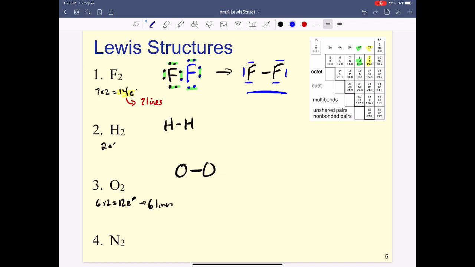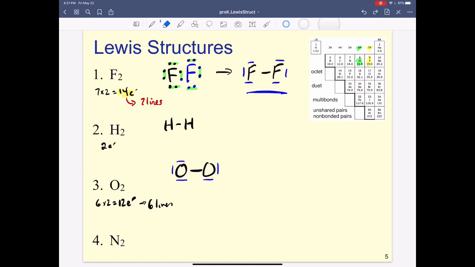And so I've used 1 line, 2, 3, 4, 5, 6 lines total, and you can see at this point that this oxygen on the right does not have an octet. The oxygen on the left does have an octet around it. So when we don't have enough electrons to go around, what we'll need to do is move an electron pair from one of the atoms that has enough into the middle.